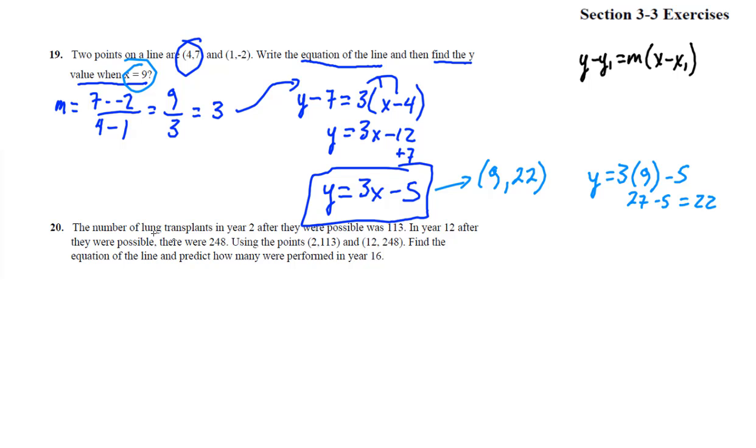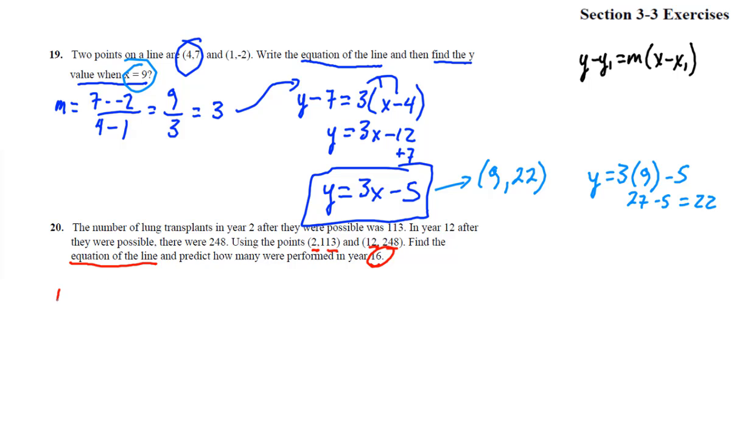It says the number of lung transplants in year 2 after they were possible was 113. So they had 113 transplants in year 2 after they were possible. In year 12, there were 248. So using the points (2, 113) and (12, 248), find the equation of the line. So we've got to do that first, and then predict how many were performed in year 16. So that's going to follow the same pattern as 19.